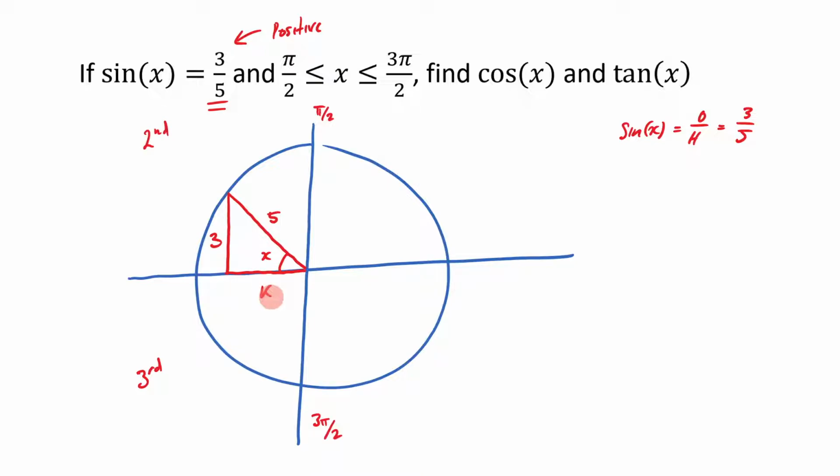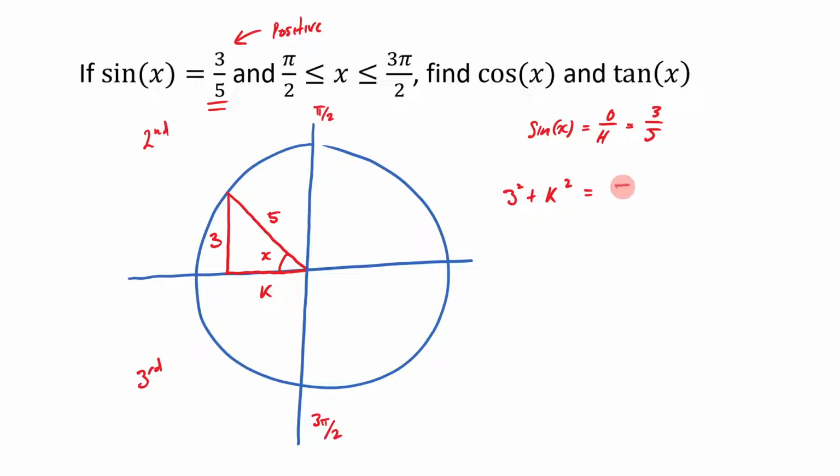To find that, give me 1 second, I just need more room here. To find what this k is, I know that 3 squared plus k squared is equal to 5 squared. 9 plus k squared is equal to 25. k squared is equal to 16. k is equal to plus or minus 4.